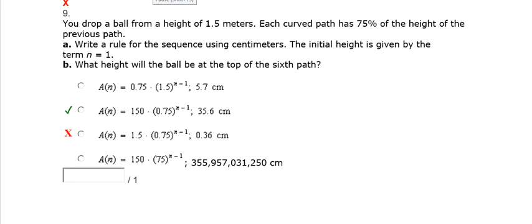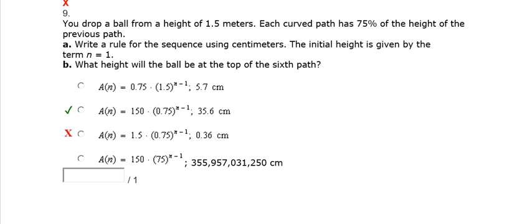Next it says you drop a ball from a height of 1.5 meters. Each curved path has 75% of the height of the previous path. So first you have to write the rule for the sequence. The initial height is given by the term n equals 1. And what height will the ball be at the top of the 6th path? So what you're doing is trying to figure out how high the ball is going to be basically the 6th time you go through this.